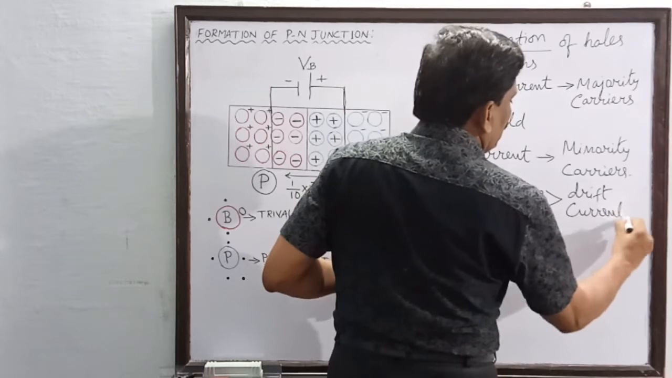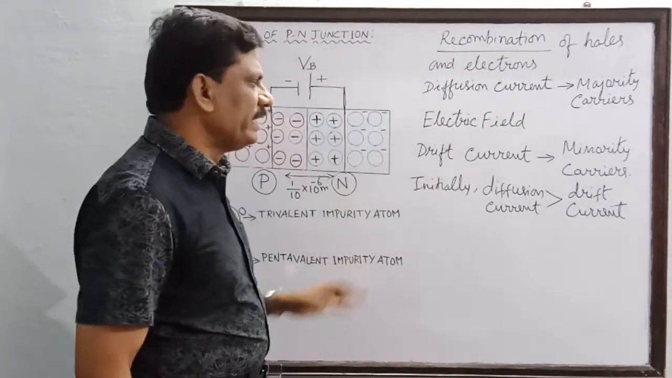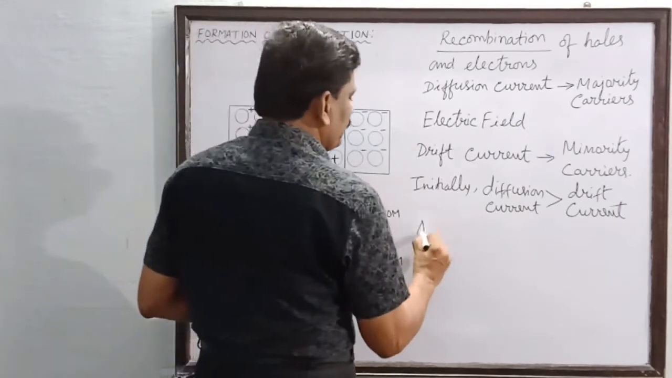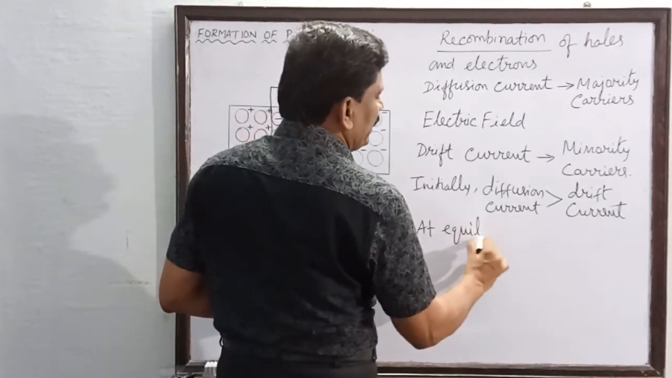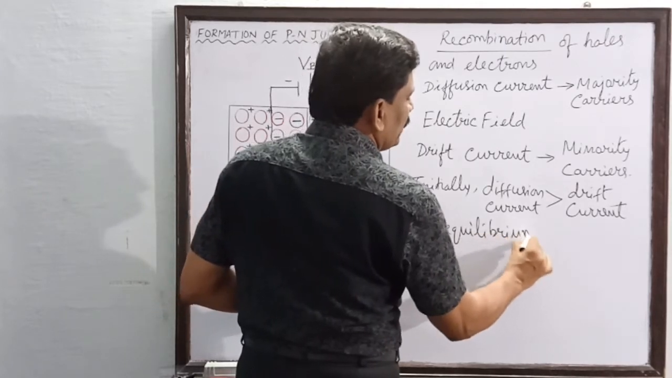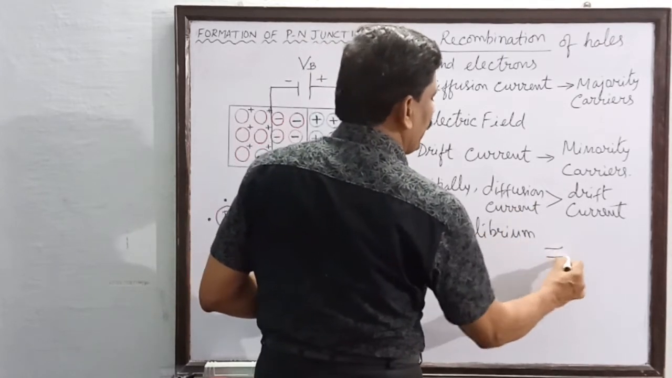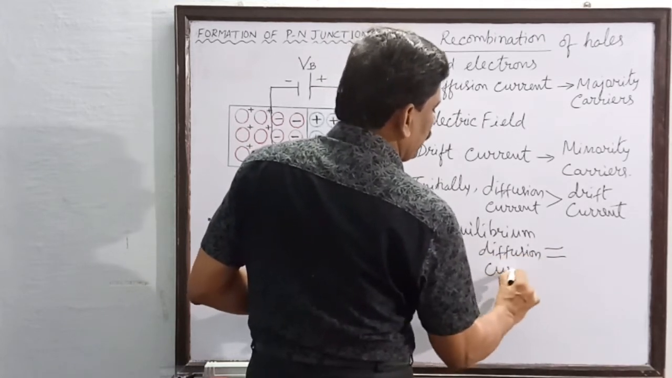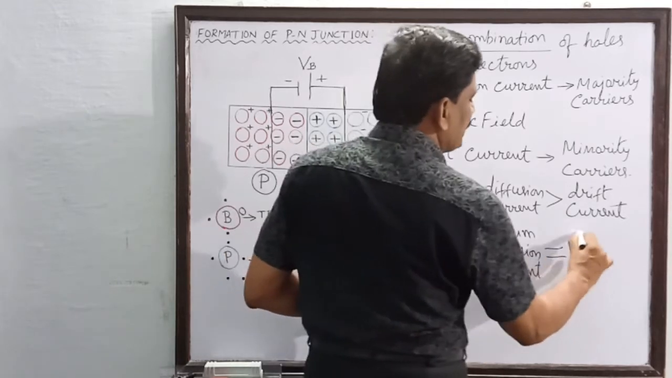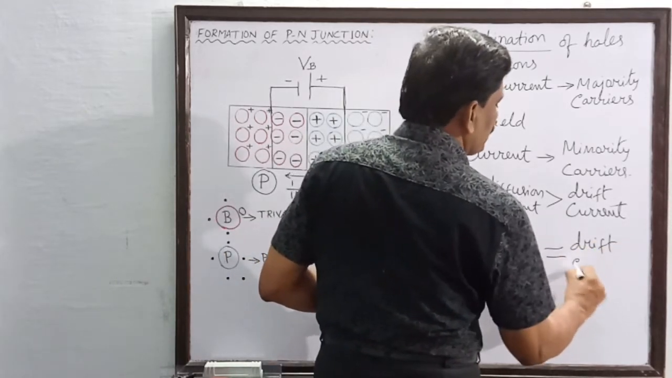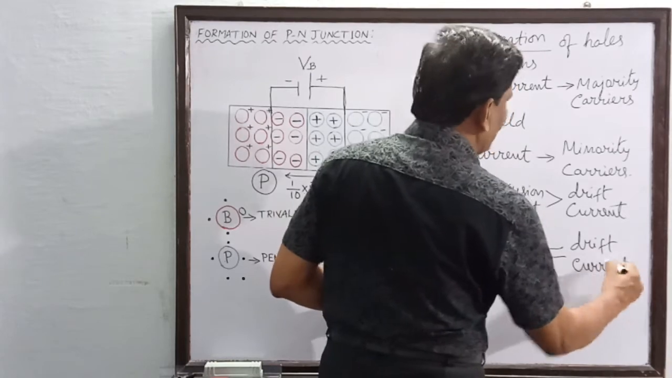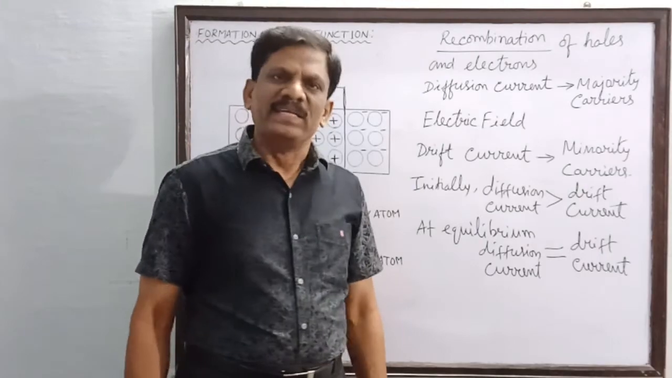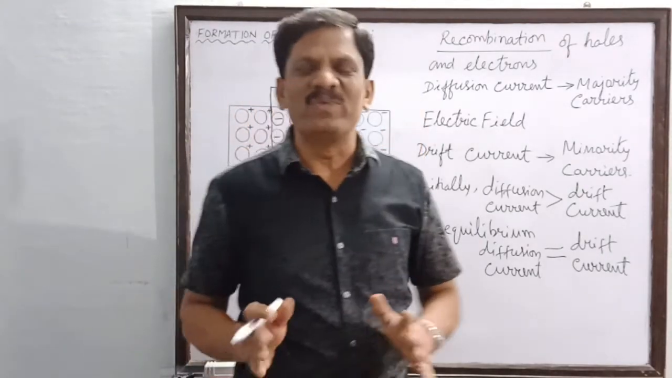But after some time, one equilibrium state will be attained. So at equilibrium, the diffusion current will be equal to the drift current. This is at the equilibrium position. Okay, students, once the equilibrium is attained, the diffusion current is equal to the drift current. That means the p-n junction formation is over.